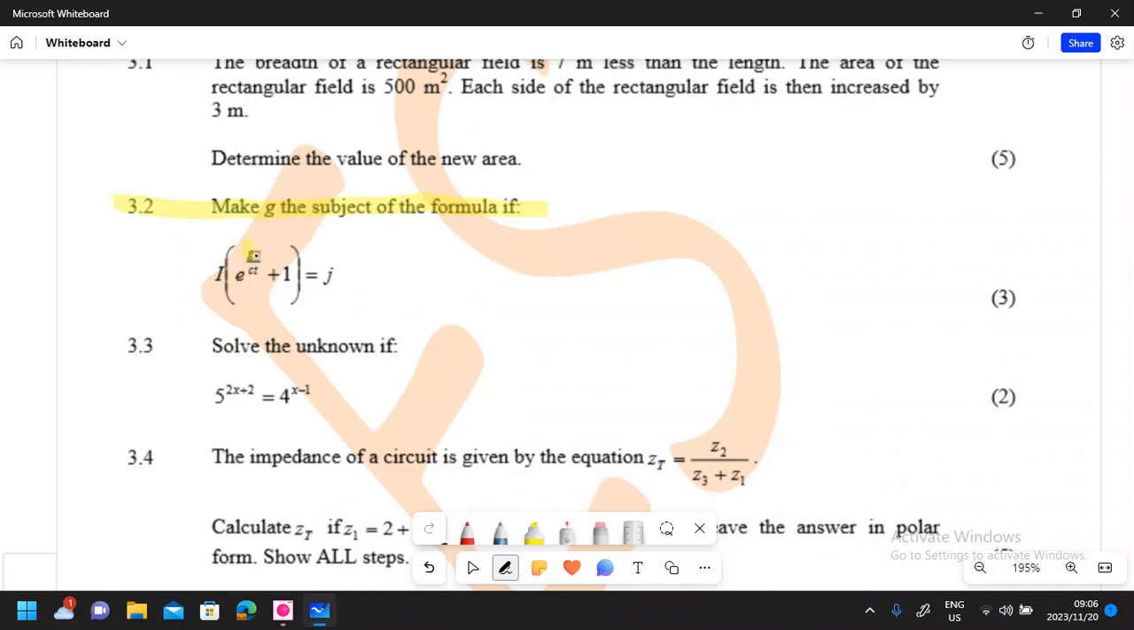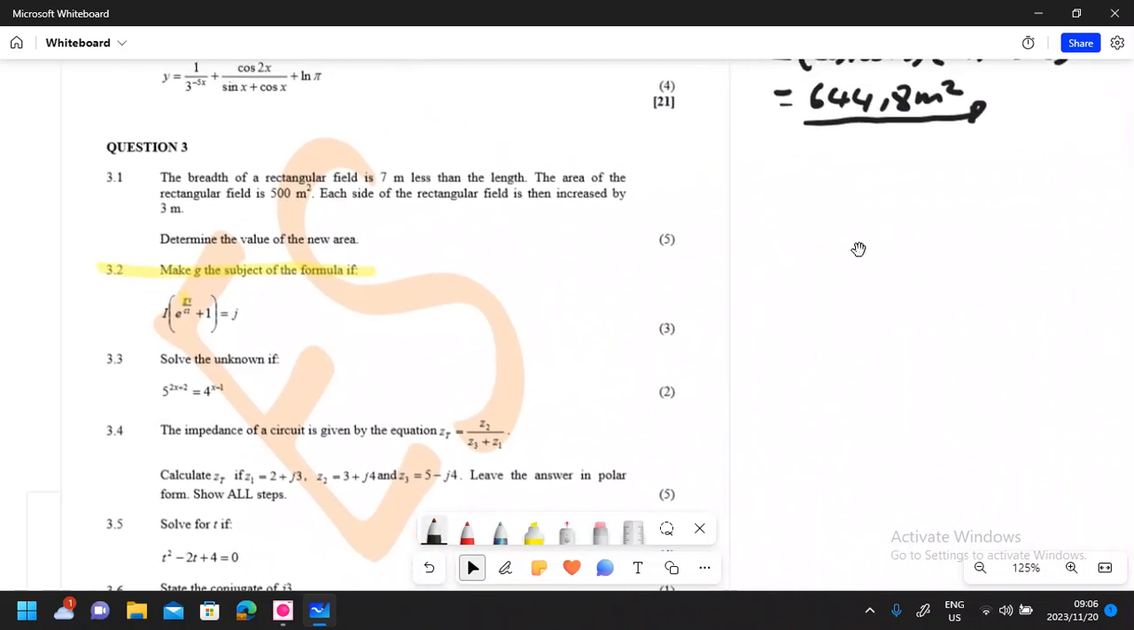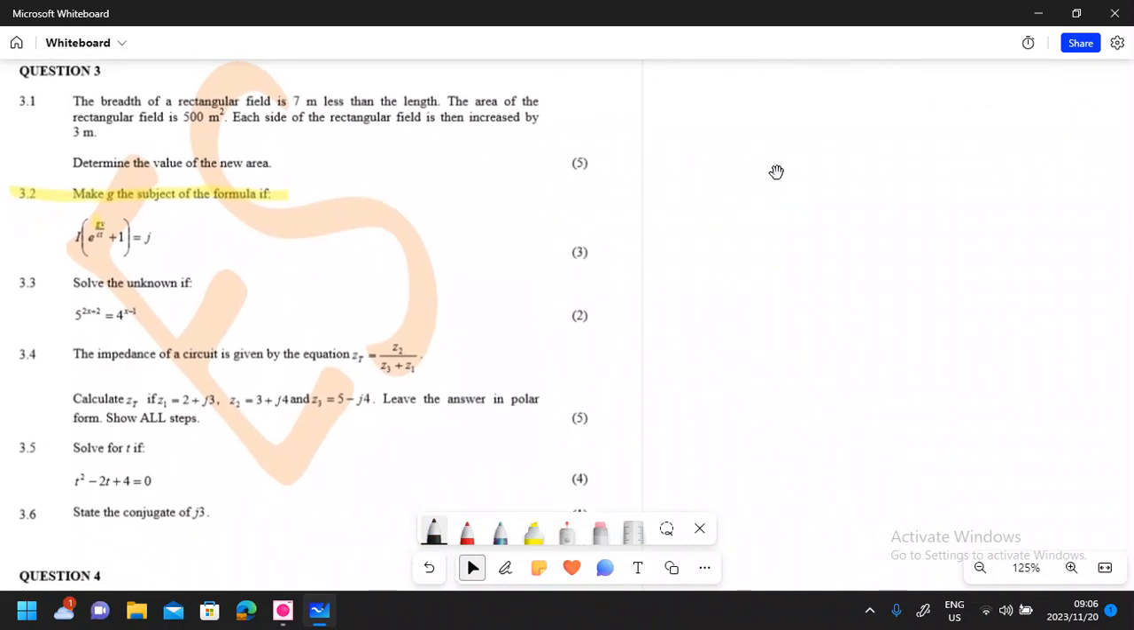So this is what they want us to make the subject of the formula. So let me zoom down so that you can have space to write. There we go. Okay, guys, let's write now. Let me rewrite this question so that we can see exactly what we're dealing with. So this question here, which is 3.2, we have I, then open bracket, and let me just do the nice thing. Let me be nice.